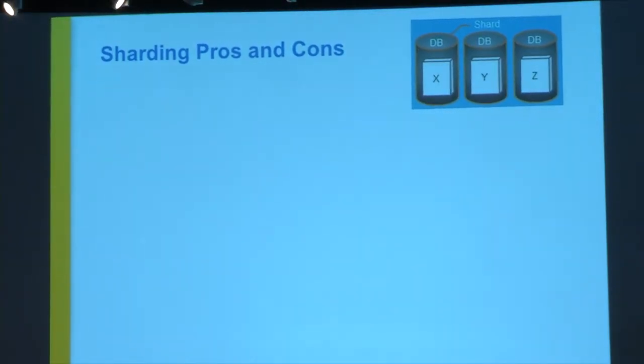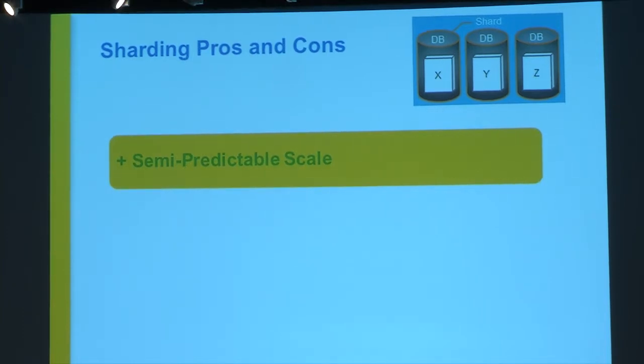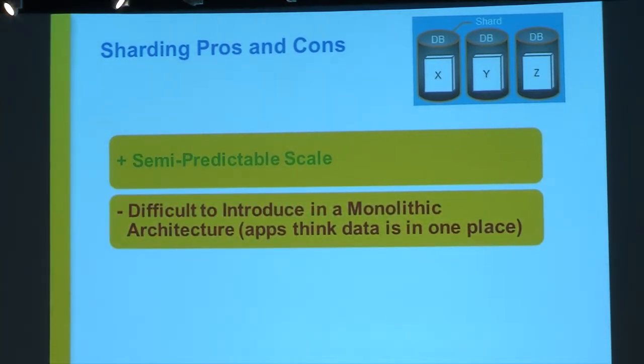So we started out actually not looking at Cassandra and said, okay, we're just going to replace DB2 with MySQL. I'm going to shard this out. We're going to build many databases here. And the advantages are clear, right? It's a semi-predictable way to scale a data tier. But it's pretty difficult to introduce in a monolithic architecture.